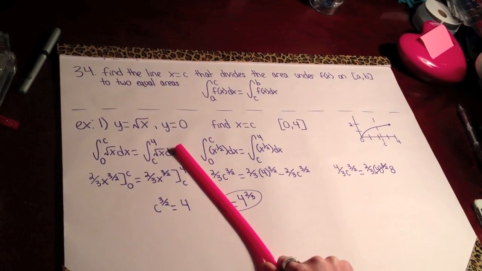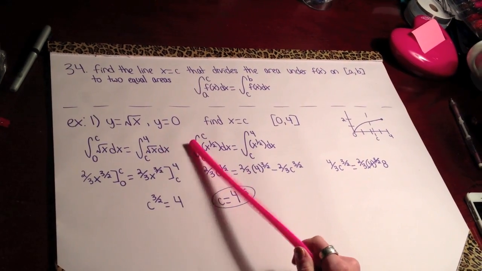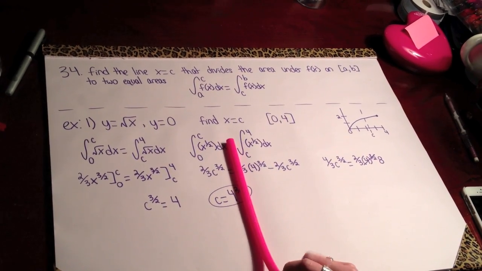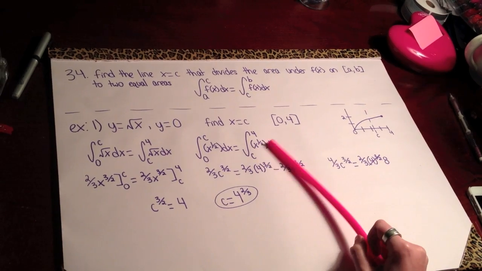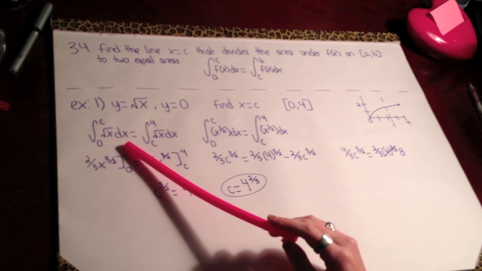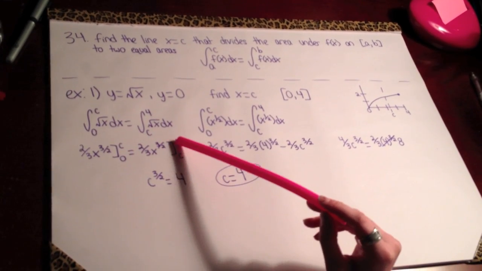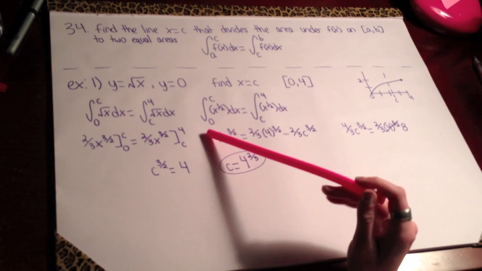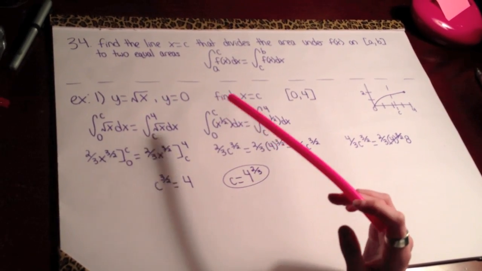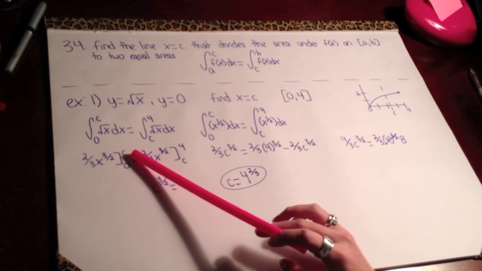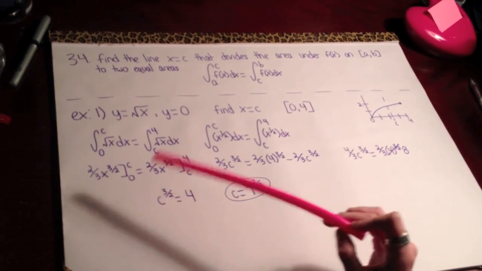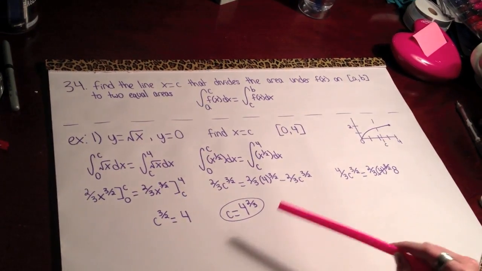In our example problem, we are looking for the area bound by y equals the square root of x and y equals 0, and we want to find the line x equals c on the closed interval from 0 to 4. For this part of the problem, we have the integral of the square root of x dx from 0 to c, and you set it equal to the integral of the square root of x dx from c to 4. Then you take the antiderivative, and from there, you plug in the top number minus plugging in the bottom number on both sides. So c is equal to 4 to the 2/3.